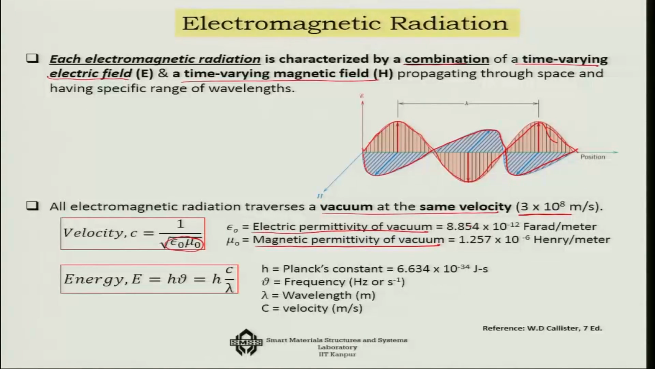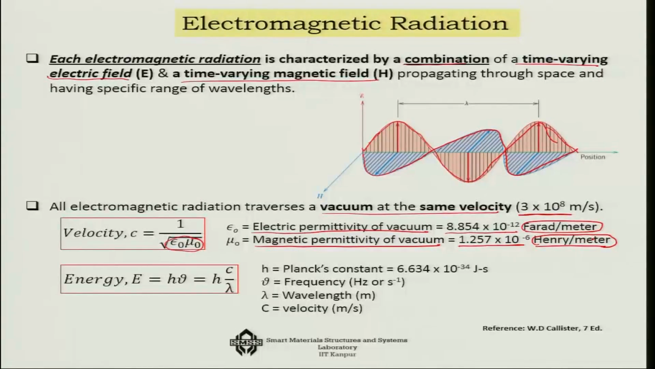In vacuum, epsilon 0 is 8.854 into 10 to the power minus 12 farad per meter, and the magnetic permittivity is 1.257 into 10 to the power minus 6 Henry per meter. So in one case the unit is farad per meter for the electric field, and for the magnetic field it is Henry per meter. We have to keep these points in our mind.